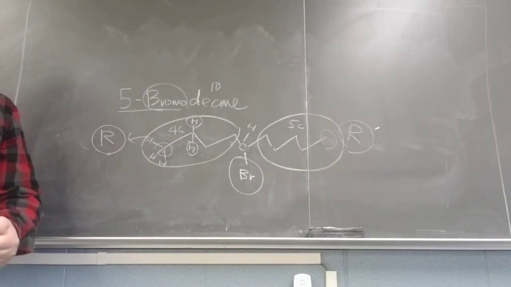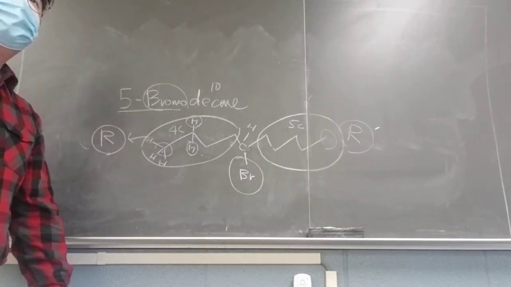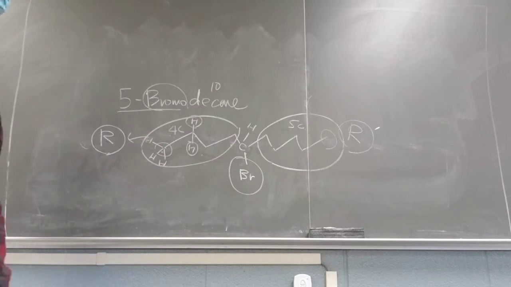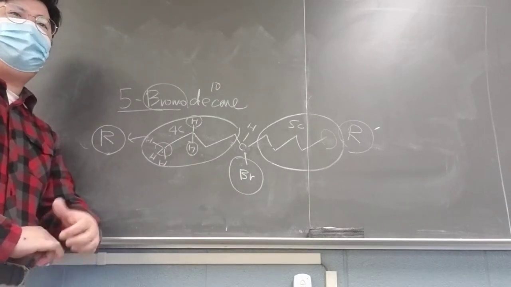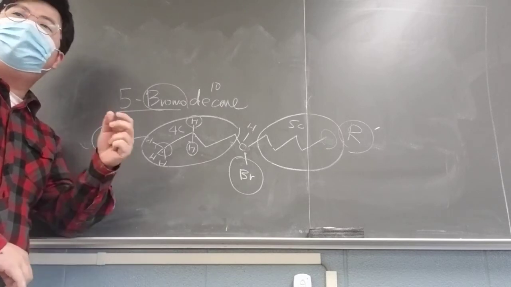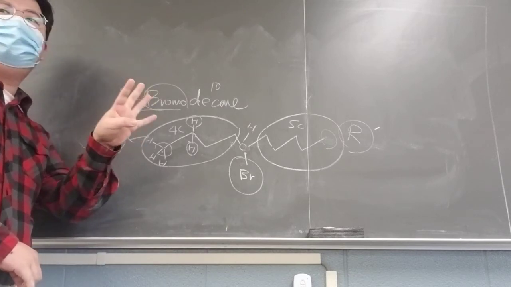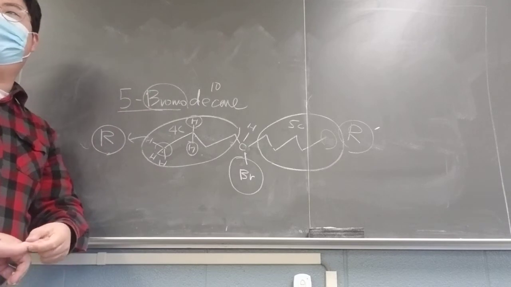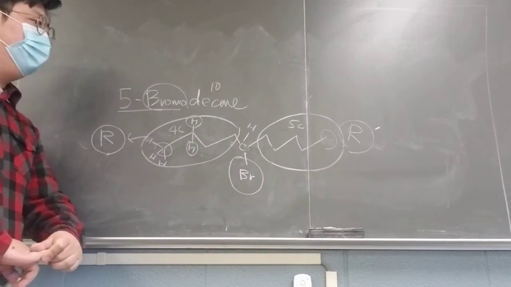So we want them to all be different. Yes, that's exactly right. If you have any carbon that is attached to 4 different groups, that would be your chiral center. Absolutely. Makes sense, right?